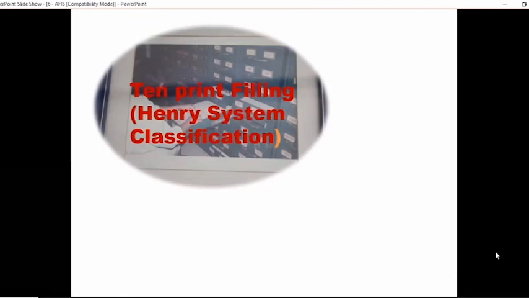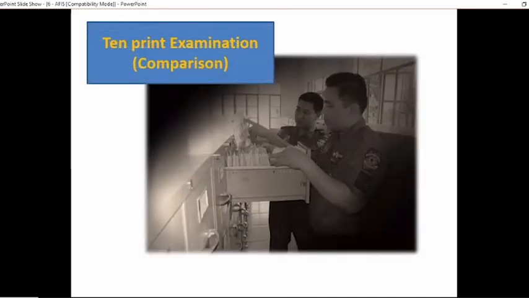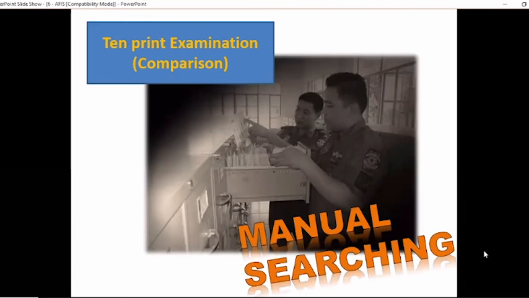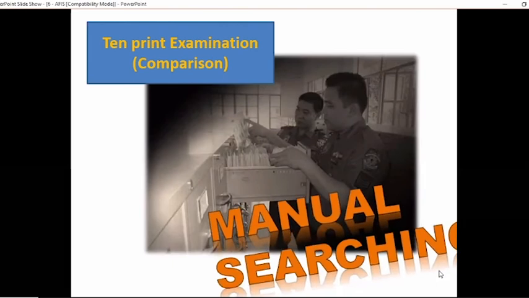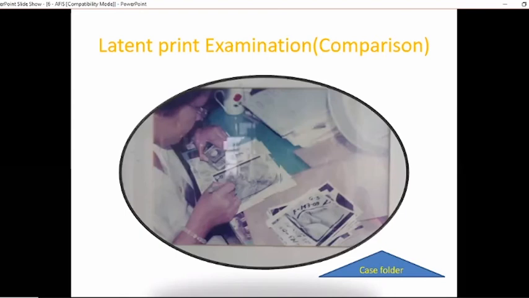Yan. That is the 10 prints filing by Henry system. Yan ang trabaho doon. Pag naging examine ka, hanapin mo pa yung card. Diba? Na nakafile. Yan. That is the so-called manual searching. Sa examination, ganun din. May case folder. May nakapile na case folder. Para lang hanapin at examinin. At ang examination nun ay manual.